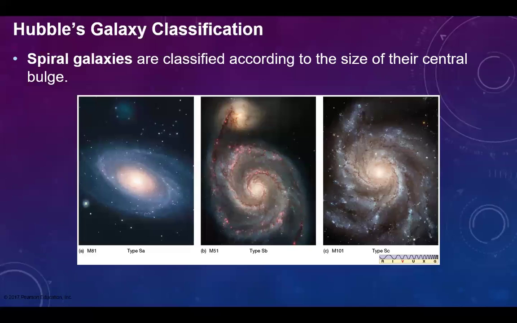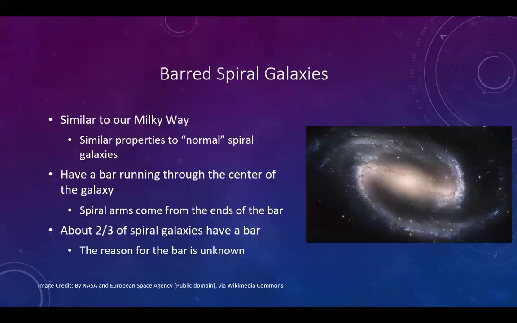They're classified based on the size of the central bulge. So SA has the biggest bulge, SC has the smallest bulge. SB would be the equivalent for barred spiral. Barred spirals are like spiral galaxies, except they have a bar in the center. Our Milky Way is a barred spiral galaxy. They have similar properties to normal spiral galaxies. They have a bar running through the center of the galaxy. The spiral arms come off the ends of the bar. Why the bar forms is not fully understood, but about 2/3 of spiral galaxies have this bar. It's very common.